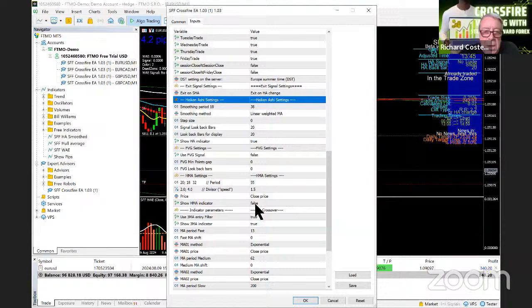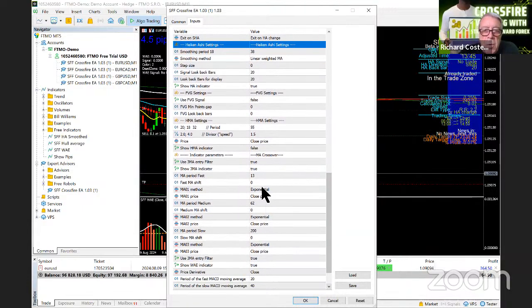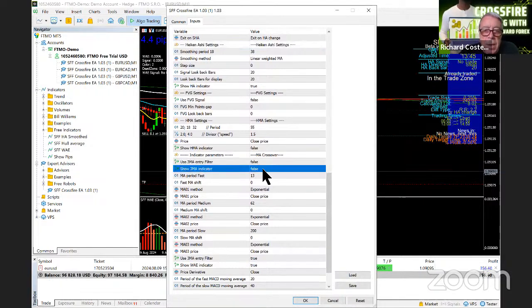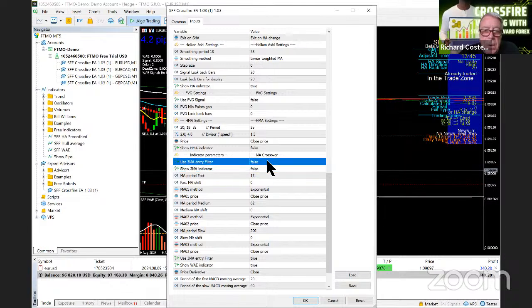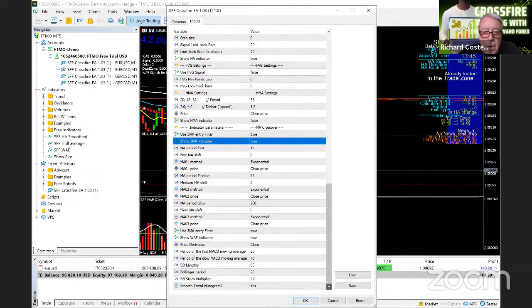So the HMA indicator I've got on false. I do currently have the MA crossover working. You can change that to false if you want it to ignore the MAs. True, I'm going to put back on true. I've got my moving averages 13, 62, 200. You can have them any values you want. And I don't think I've changed anything else below that. So I just need to go back and explain that.